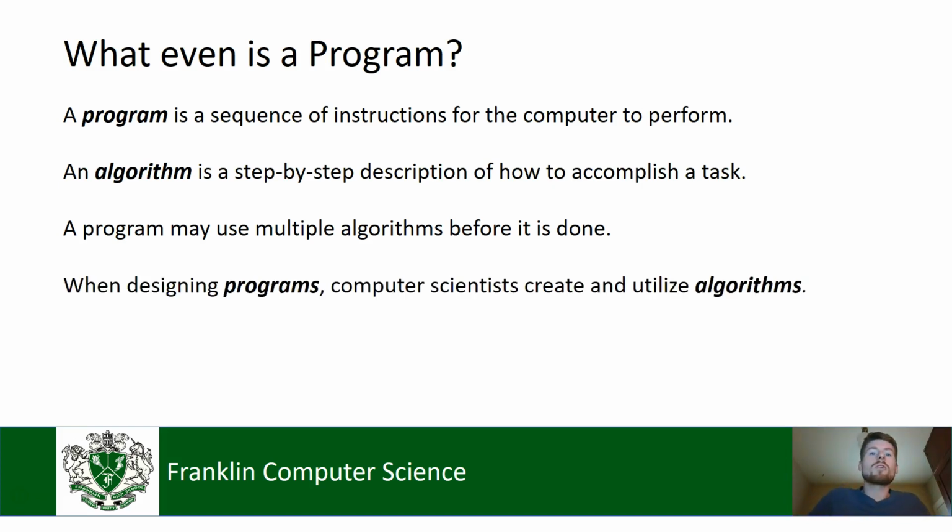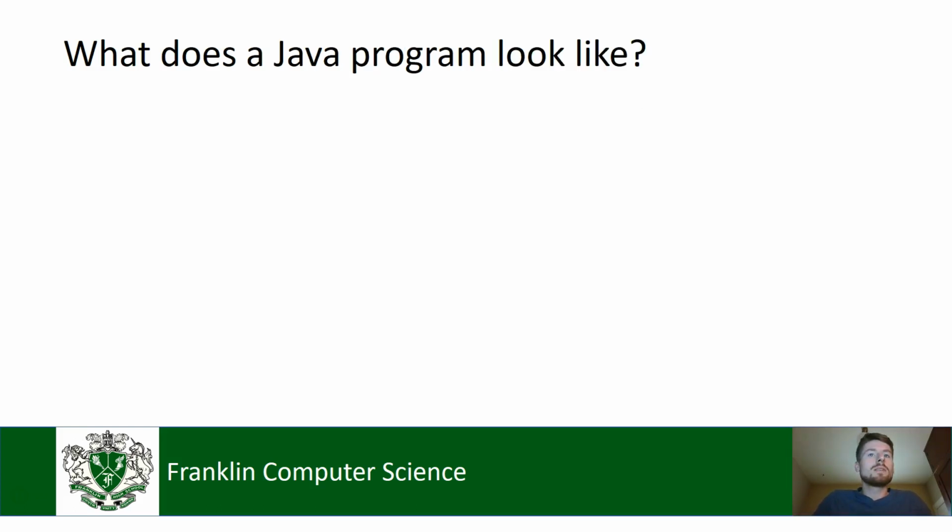So when you're designing a program, computer scientists are going to create and utilize algorithms in their programs. If you do a Google search of algorithms, you're going to find tons and tons of references to computer science. But we all use algorithms in our day-to-day lives. We just don't ever think of it in that way. Okay, so now that's kind of the general computer science topics.